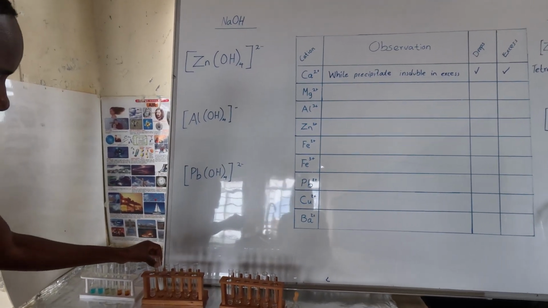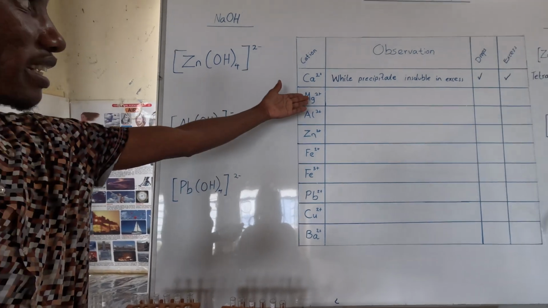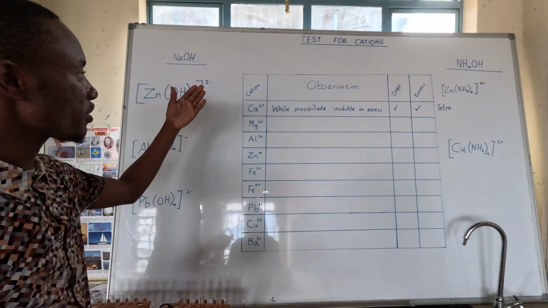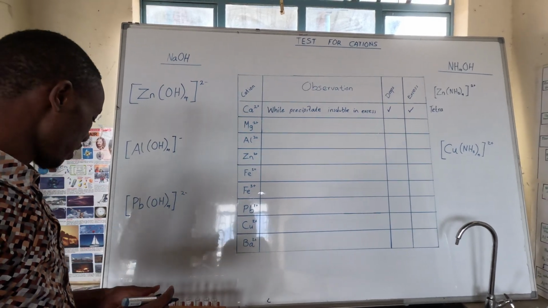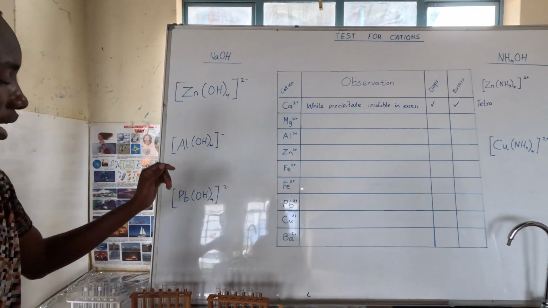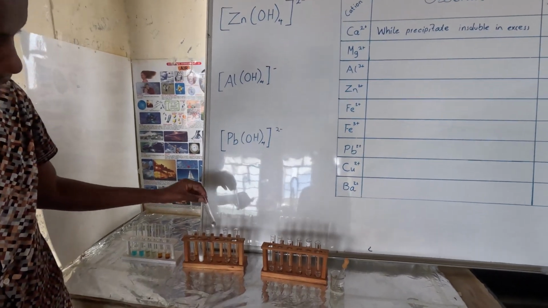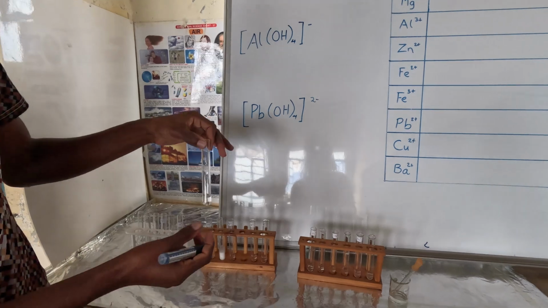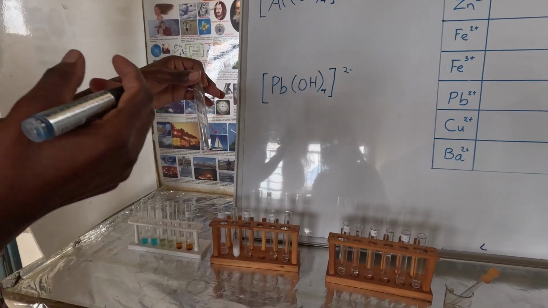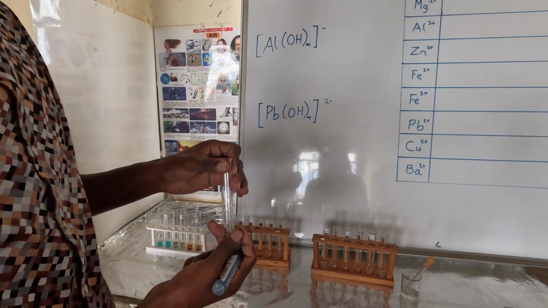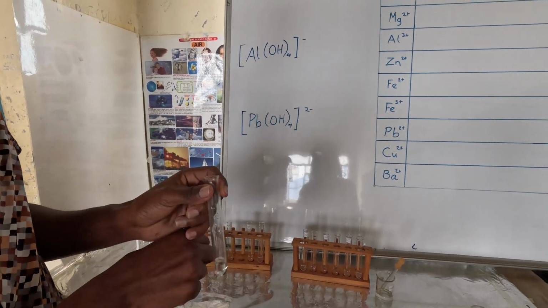I'm going to get to the next test. We're going to use magnesium. Remember, I have my own acronym: Kamgaz, Zin, Fefe, Bukuba. So I'm getting to magnesium. This is my magnesium that I've labeled, but I'm going to use the one that I've not labeled, so that when I repeat the experiment using ammonium hydroxide, I'm not going to confuse myself. I've told you the reason why I've done that.